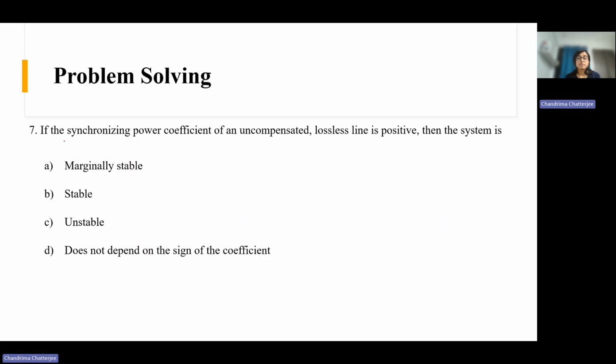The next question. If the synchronizing power coefficient of an uncompensated lossless line is positive, then the system is... In a previous question, we discussed that the synchronous power coefficient is del P by del delta. This is the synchronous power coefficient. When the synchronous power coefficient of an uncompensated line is positive, what does it signify? That we will see.